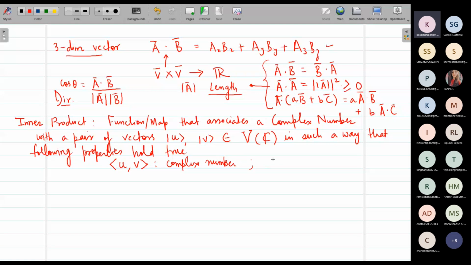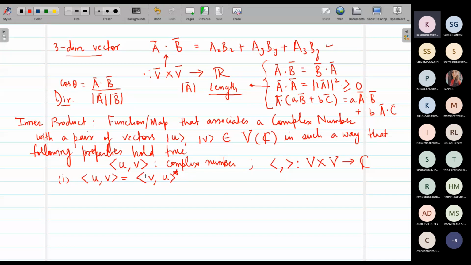So in some sense, you can say there exists an operation which we call the dot product in this case, which takes two vectors of the vector space into a complex number. So we are associating a complex number with two vectors, just like we were associating a real number with two vectors in the three-dimensional one. What properties? The properties are this: u comma v should be equal to v comma u star.